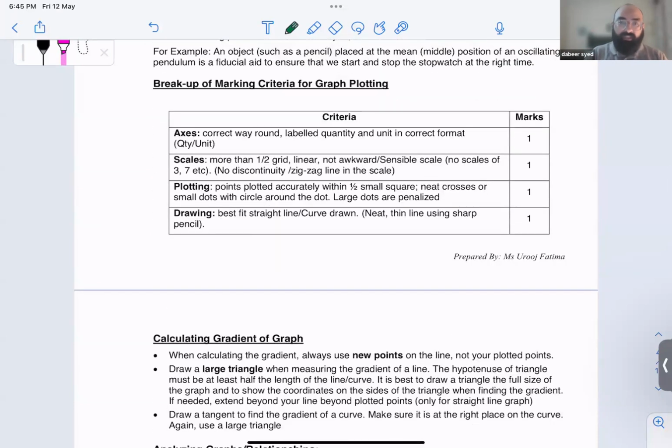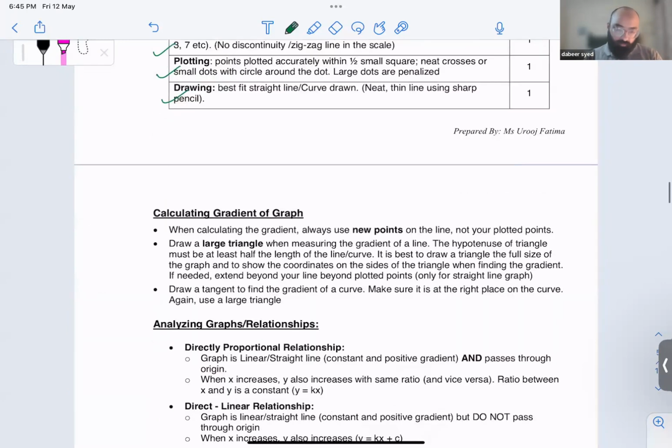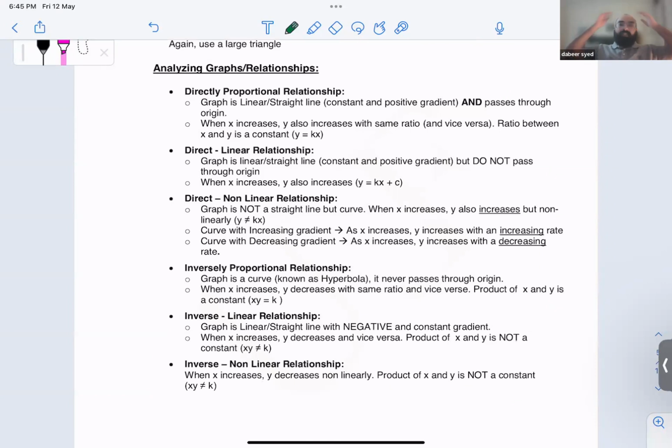ये मैंने आपको बता दिया कि जो प्लॉटिंग है ग्राफ के लिए ये 4 मार्क्स किस चीज के लिए हैं कि एक्सेस, स्केल, प्लॉटिंग एंड ड्राइंग. मेक श्योर इसमें से कोई भी एक चीज स्किप होती है, यू विल लूज ऑल 4 मार्क्स. अच्छा, ये बड़ा एक इंपॉर्टेंट चीज है कि व्हेन यू आर डिस्क्राइबिंग समथिंग, देखिए जी, डायरेक्टली प्रोपोर्शनल एंड इनवर्सली प्रोपोर्शनल की सिर्फ 2 ही शेप्स हो सकती हैं.